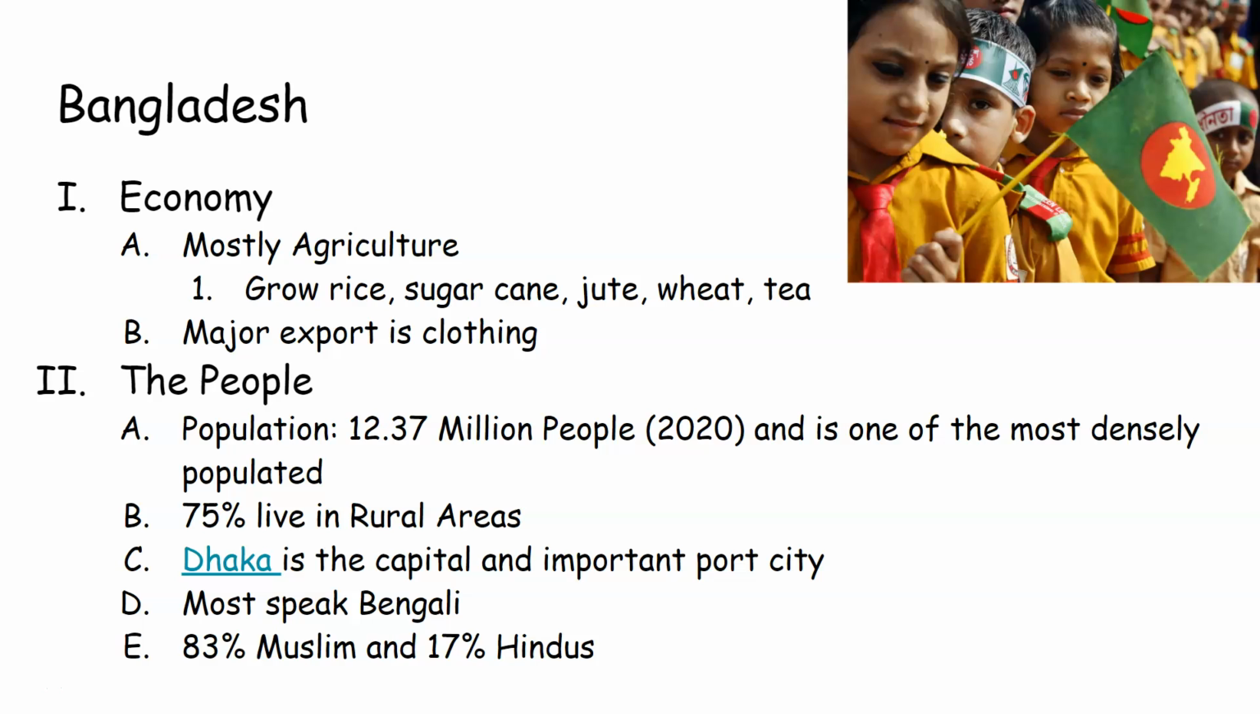Economically, Bangladesh is mostly agricultural based. You're going to see rice grown here due to the irrigation that's going to be possible. Sugarcane, jute, which is used to make a variety of things, including burlap. Wheat and tea are also grown here. But perhaps their biggest export is clothing, as a lot of countries will bring their clothing production to Bangladesh. So it's not uncommon in countries around the world to see clothing made in Bangladesh.